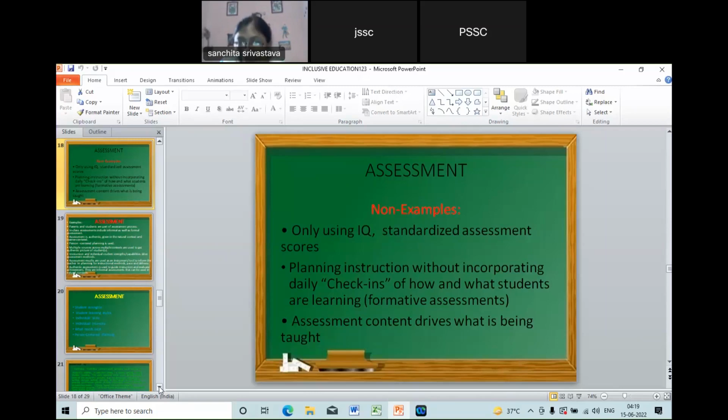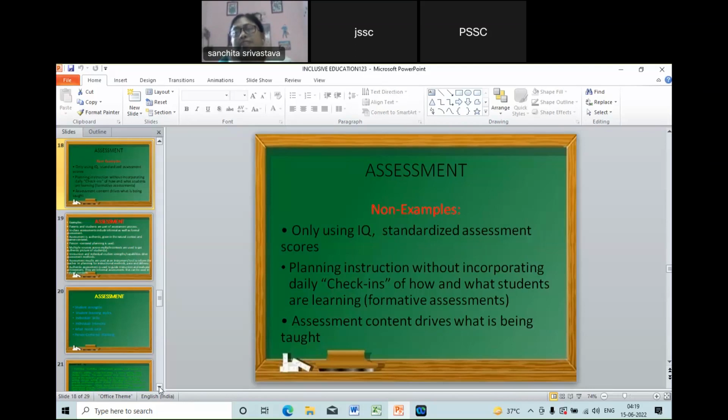That means I am happy that my content has been given to this. Okay, so what students are learning, what you see, small assessment, daily check-ins, is known as formative assessment. We had formative assessment earlier also. It is a very small assessment on a regular basis. So assessment content drives what is being taught, that is always there.